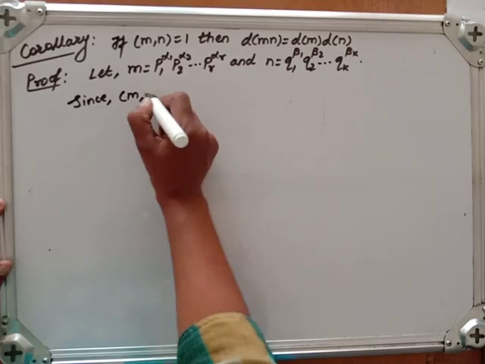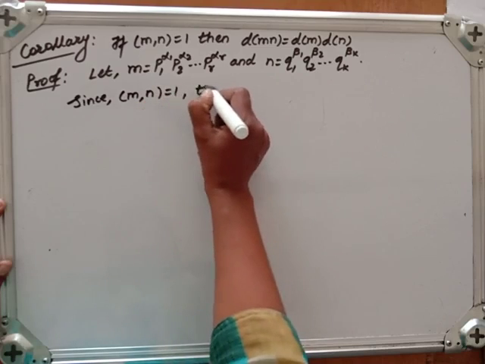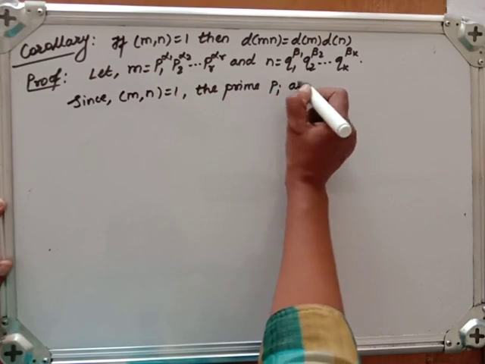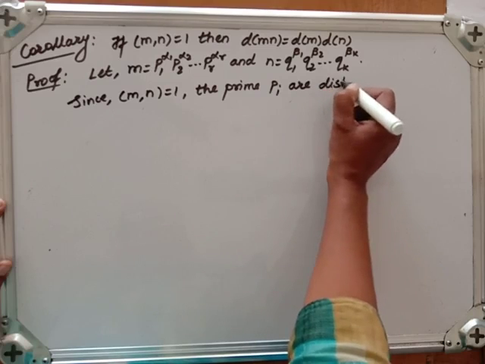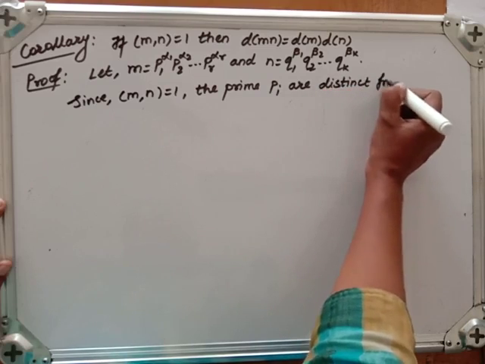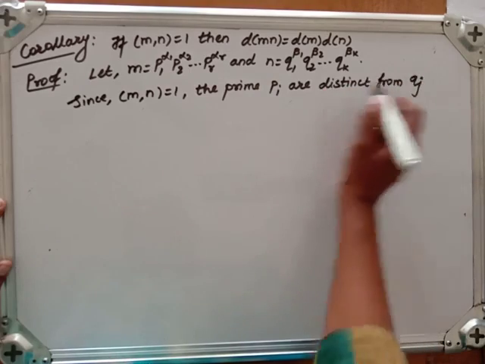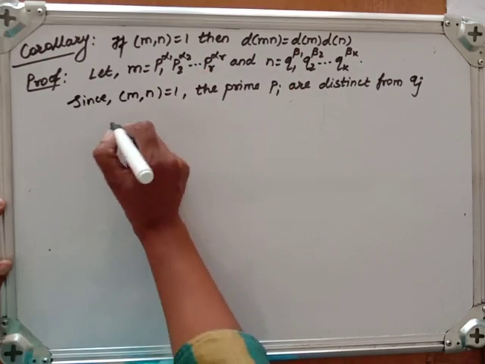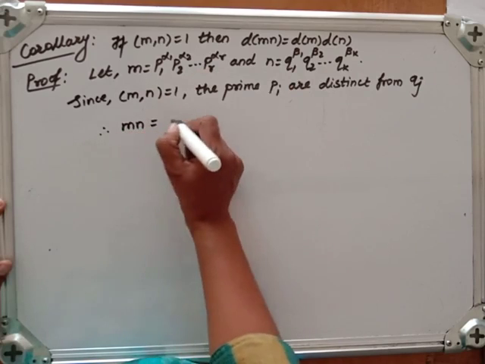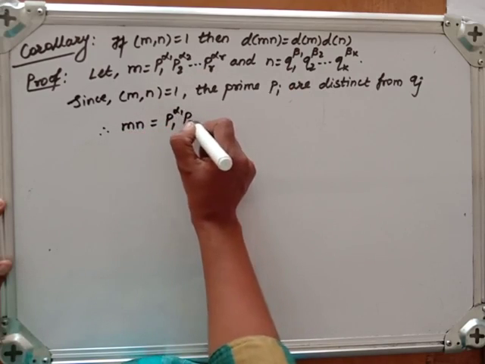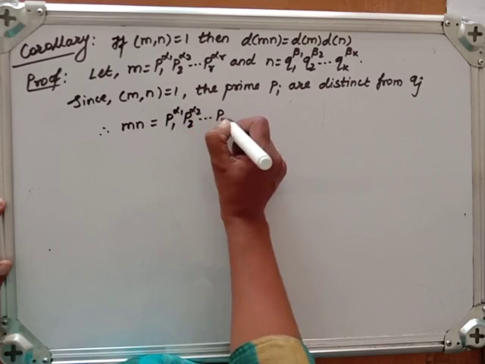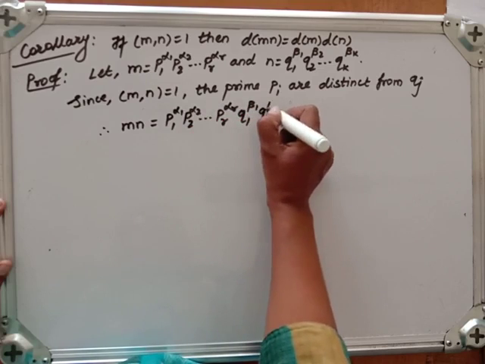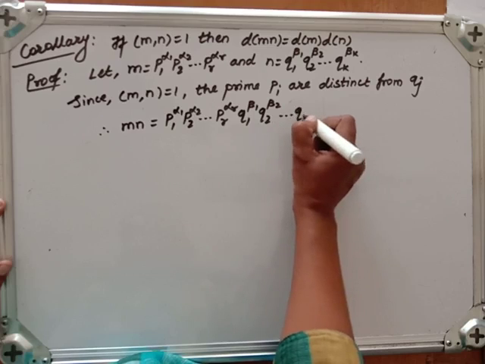Since m and n are relatively prime, the primes pi are distinct from qj. Obviously if these are relatively prime, the prime factorizations are different. So therefore what is m into n? m into n is p1 raised to alpha 1, p2 raised to alpha 2 and so on up to pr raised to alpha r, and q1 raised to beta 1, q2 raised to beta 2 and so on up to qk raised to beta k.